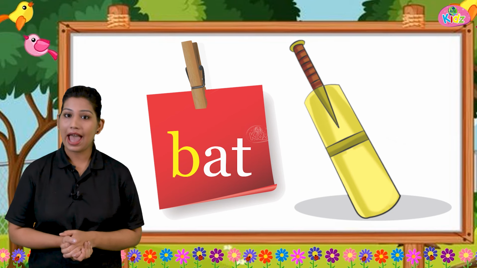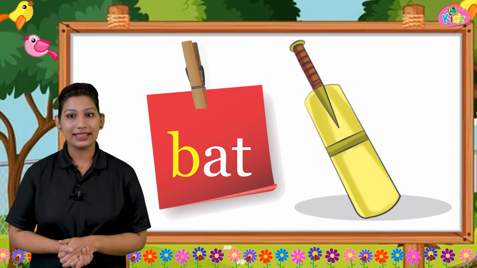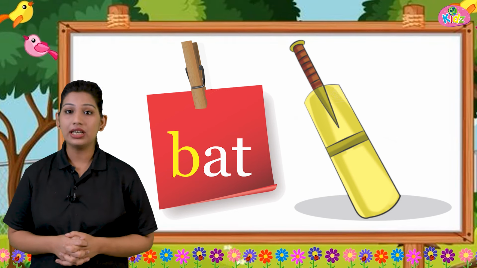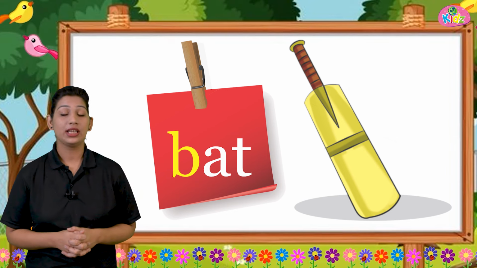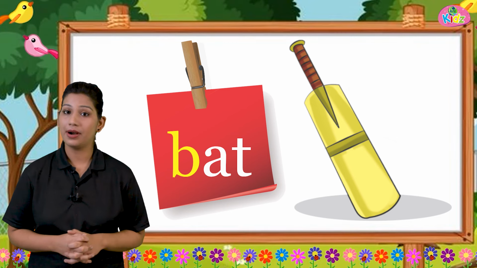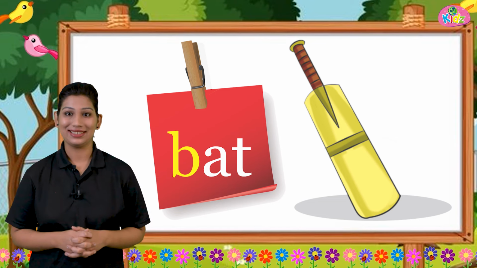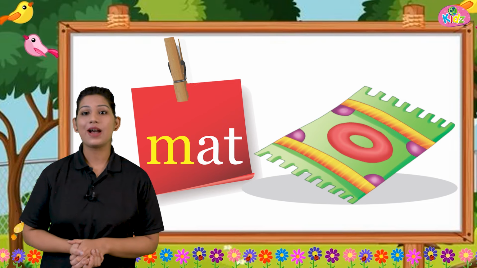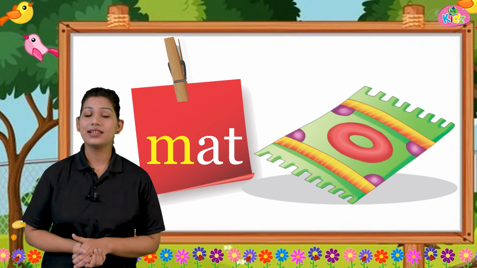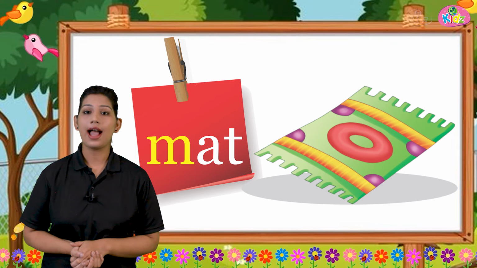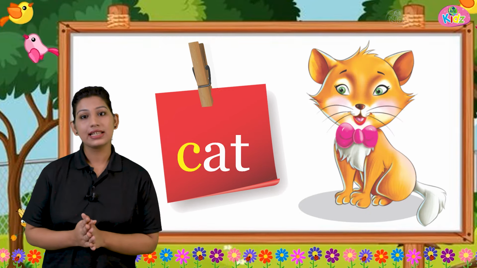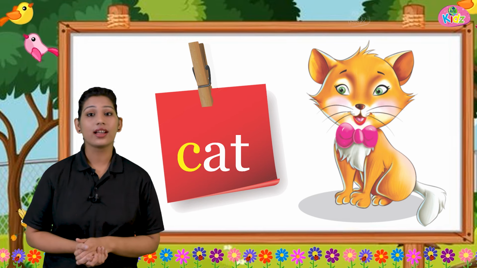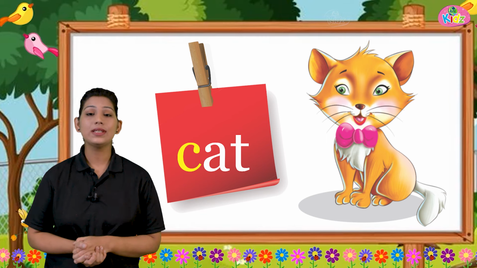B, a, t, bat. A, t sounds at. When we blend B with the at sound, it makes bat. B, at, bat. M, at, mat. M sounds m, at sounds at. M, at, mat. K, at, cat. C sounds k. At sounds at.